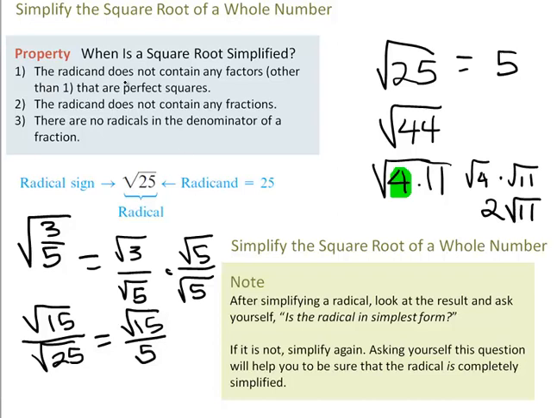So that's what we're talking about, that it doesn't have any factors that are perfect squares. Like over here, we took care of this. Number 2, the radicand, that's the part inside, does not contain any fractions, so we took care of that. And then number 3, we made sure that there were no radicals in the denominator. After you work on it for a while, you want to look at it and ask yourself, is the radical in the simplest form? If it's not, keep going and do it again. Asking yourself this question will help you make sure that your radical is completely simplified.